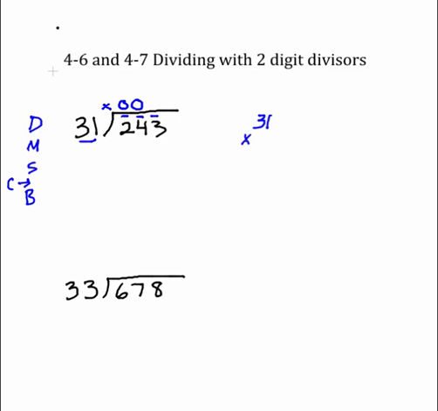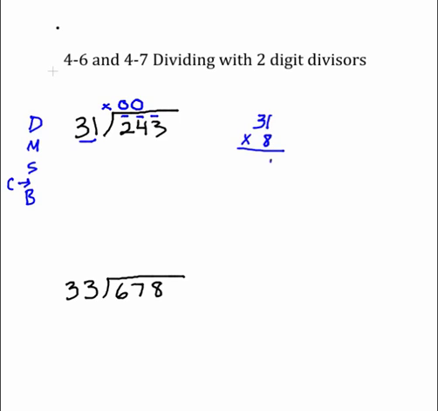Now, these aren't random guesses because we're going to try to get a little bit close with a front-end estimation. So I'm trying to think what number times 3, this front number, is going to get me closest to this 24 out of 243, the front end of this number. So if you think about it, I know that 8 times 3 is 24. Let's see if this will work.